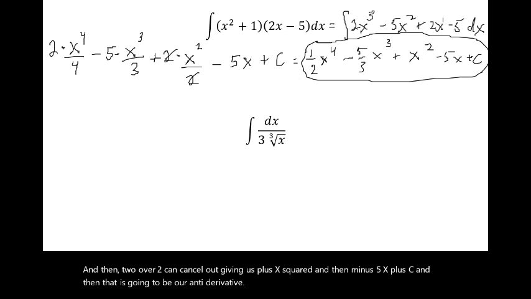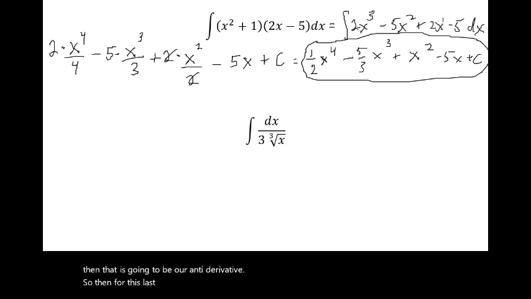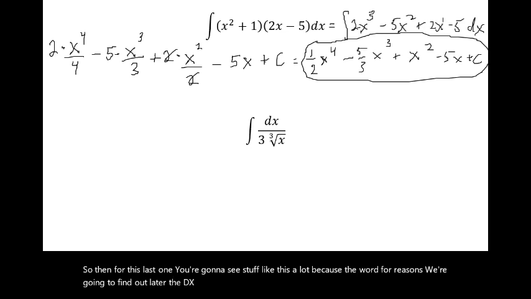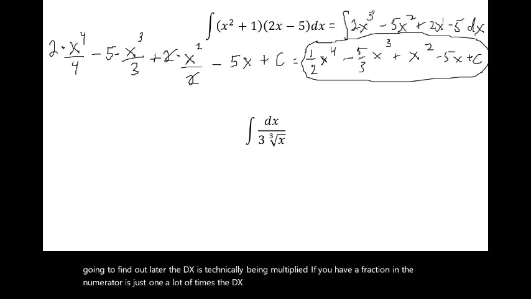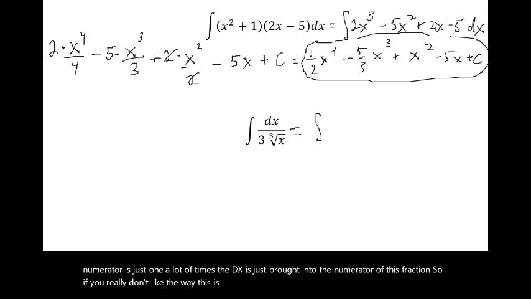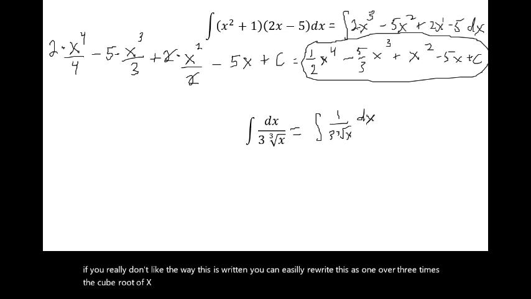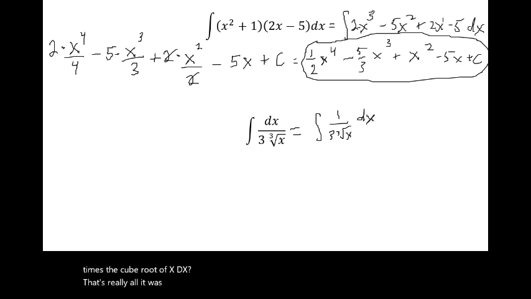So then for this last one, you're going to see stuff like this a lot. Because for reasons we're going to find out later, the dx is technically being multiplied. So if you have a fraction and the numerator is just 1, a lot of times the dx is just brought into the numerator of this fraction. So if you really don't like the way this is written, you can easily rewrite this as 1 over 3 times the cube root of x, dx. That's really all it was. The dx just drifted into the numerator because the numerator was just 1.